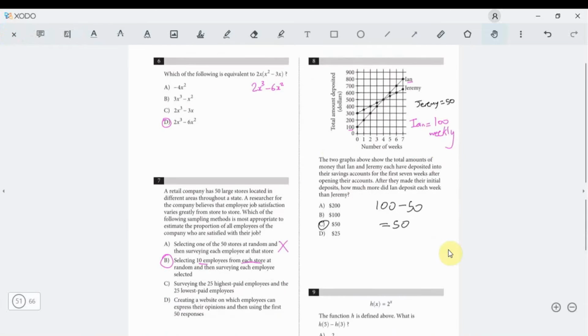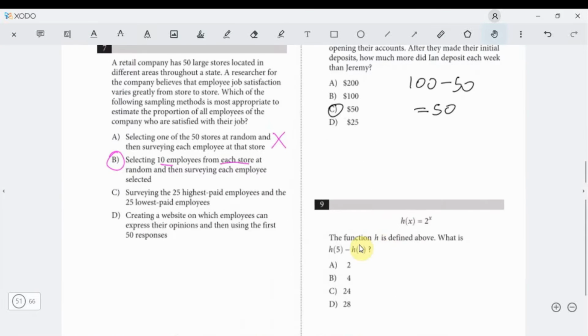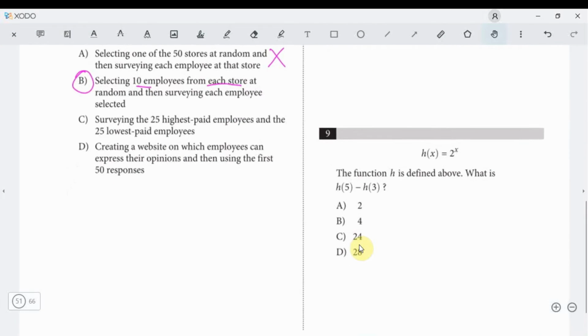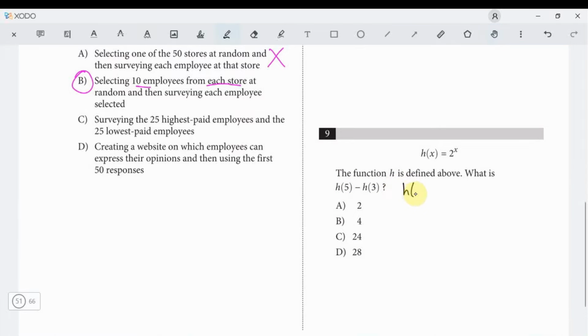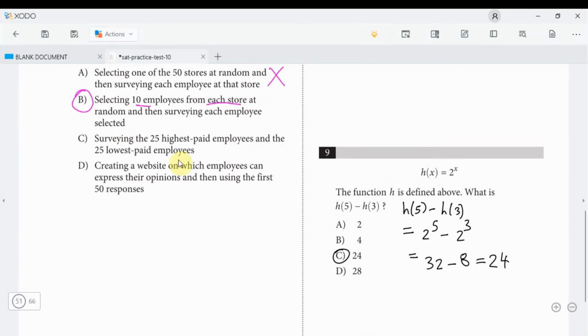Number 9. Number 9 says the function h of x is 2 to the x. Find h of 5 minus h of 3. So h of 5 minus h of 3 is equal to plug in x as 5, so it's 2 to the 5th, minus plug in x as 3, 2 cubed. 2 to the 5th is 32, minus 2 cubed is 8. 32 minus 8 is 24. That is option C. Easy.